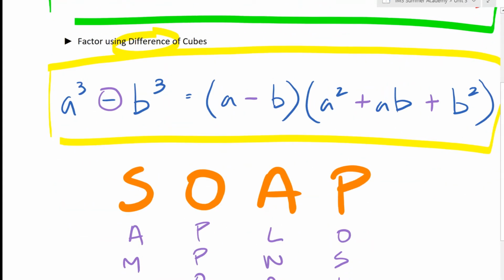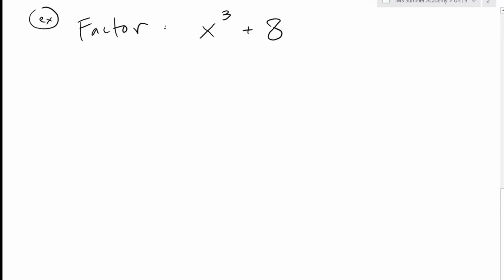Okay, so let's actually apply this to our first problem. So for example, we want to go ahead and factor. Remember, factor just means get to an answer with parentheses. We want to factor the following: x cubed plus 8. Now I look at this problem and I know I can use cube method somehow, because we look at it piece by piece. So we'll call this A and this part B.